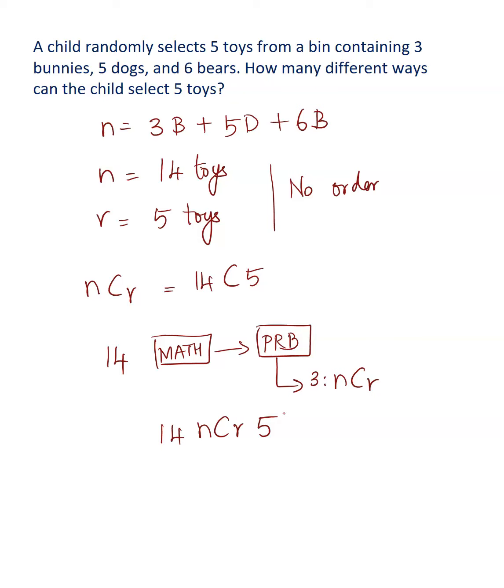And then you hit enter. That gives you 2002 ways. So again, remember, these are the number of ways that the child can select 5 toys. When we talk about probability, remember the answer should be between 0 and 1. Alright.